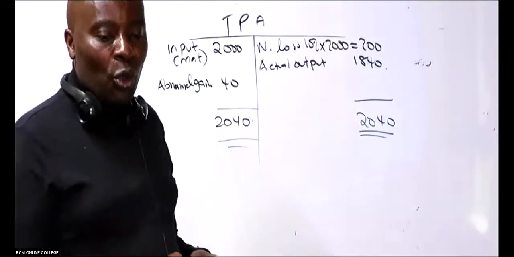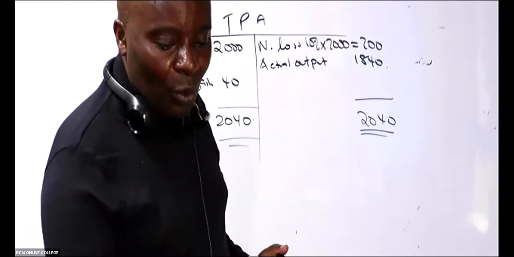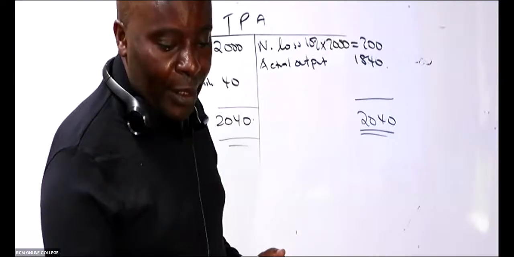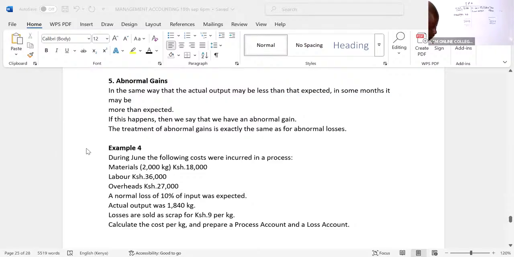Then after that, we should be able to go ahead and do a process account. Very easy, easy peasy. So we have here a throughput account is over. So we have a process account. We have description, units, cost per unit, value.